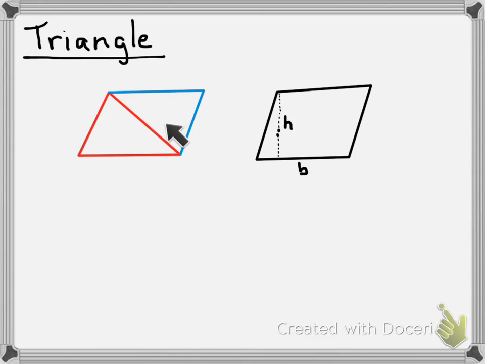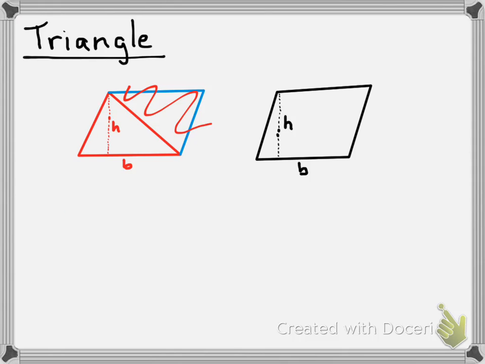But I don't need that whole area because this triangle isn't the whole parallelogram. But I still have the height and I still have the base. The only difference is I don't need this part or this half, because the triangle is only half of a parallelogram. So then that means it's going to have half the amount of area.